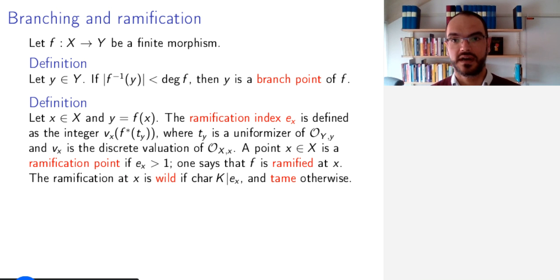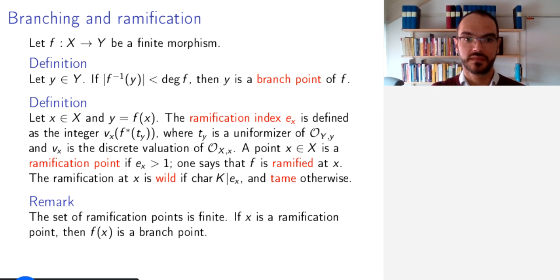And if now the characteristic of K is such that it divides this e sub x, then I call the ramification wild. Otherwise, I call it tame. And so if you work with good characteristic, meaning not causing this problem, then you work with tame ramification, and this is what we are going to do in the future.